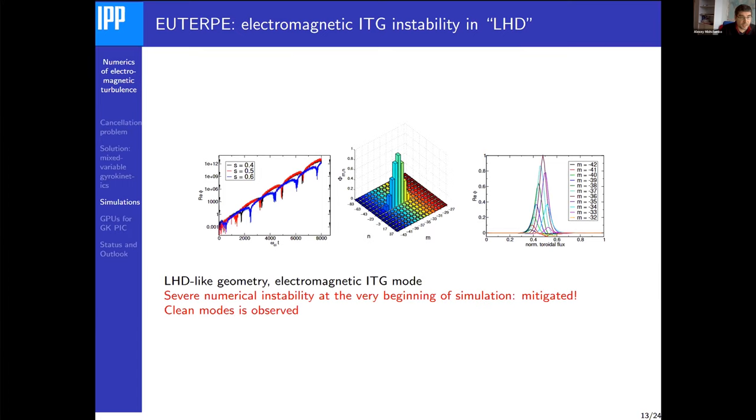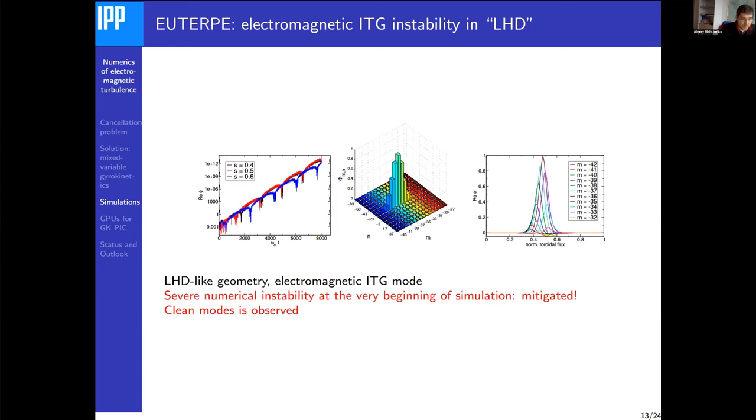Time evolution, it looks nice. Fourier spectrum looks also not bad, and the radial mode structure is fine. Clean mode is observed without any change in the numerical parameters.